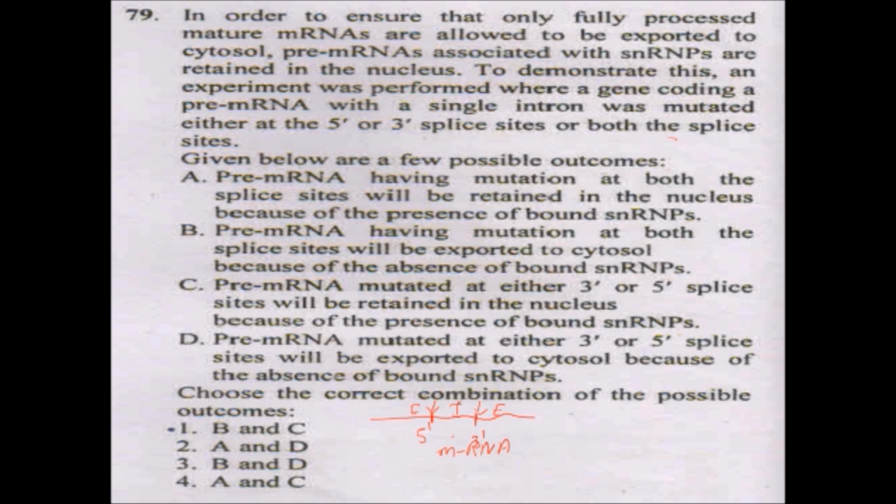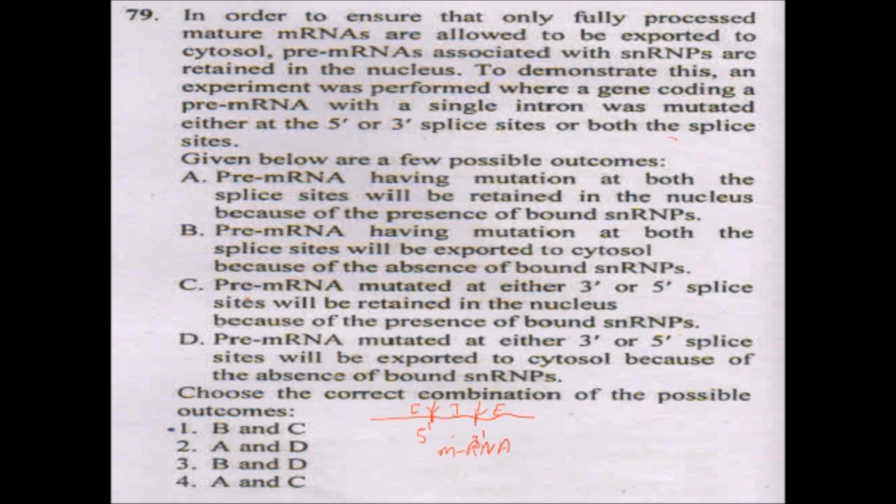After its editing, it will be transported to the cytoplasm, not return to the nucleus. So it will be wrong. Pre-mRNA having mutation at both the splice sites will be exported to the cytosol. Obviously, if both the sites are cut or removed, only the exon parts will be there. So this will be transported from the nucleus to the cytoplasm.